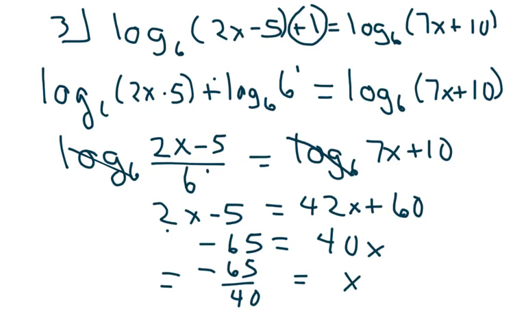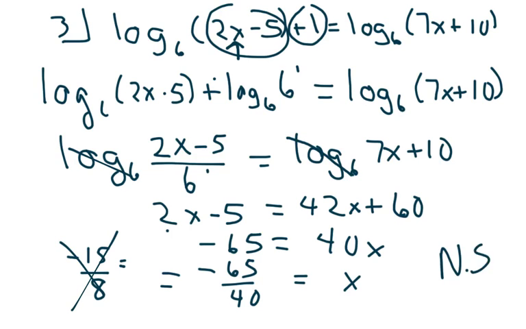So when I divide both sides by 5, I get negative 65 over 40. Divide everything by 5. That's going to be negative 13 over 8. Now, when you plug this in here, you're going to get negative 13 over 4 minus 5. This is going to be negative. So we have to disregard this, and so for number 3, the answer is no solution. So there is no solution to number 3.